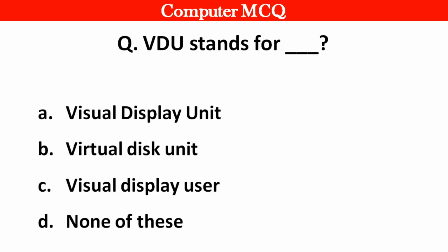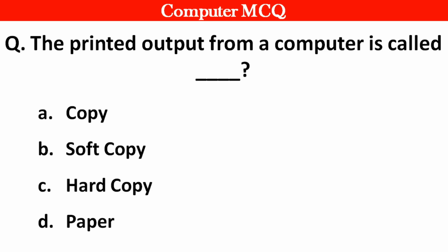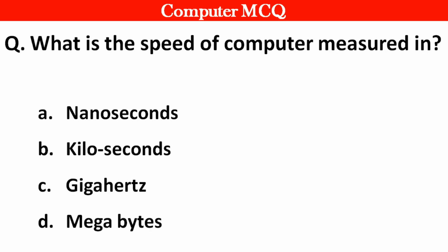Next question, VDU stands for dash. Right answer is options A, Visuals Display Unit. Next question. The printed output from a computer is called dash. Right answer is option C, hard copy. Next question. What is the speeds of computers measured in? Right answer is option C, gigahertz.